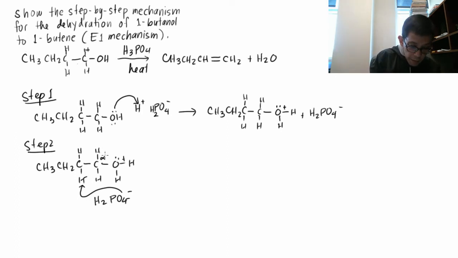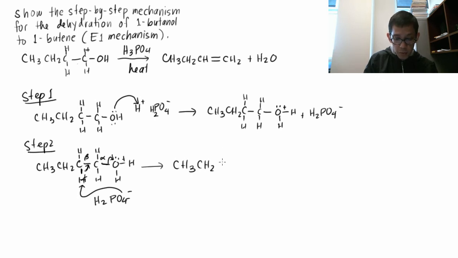Remember, this is the alpha, this is the beta carbon. Okay, so when the H2PO4 removes an H off of the beta carbon, this bond forms a second bond between the beta carbon and the alpha carbon, and this bond between the oxygen and the carbon goes to oxygen as a second lone pair. And now you have your product: CH3, CH2, CH, double bond CH2, and in the process we produced H2O with 2 lone pairs.